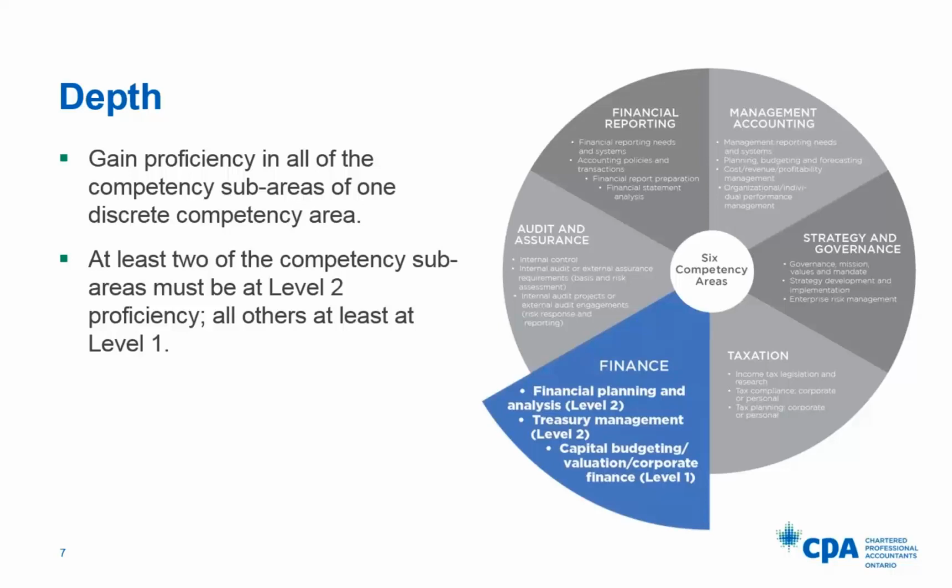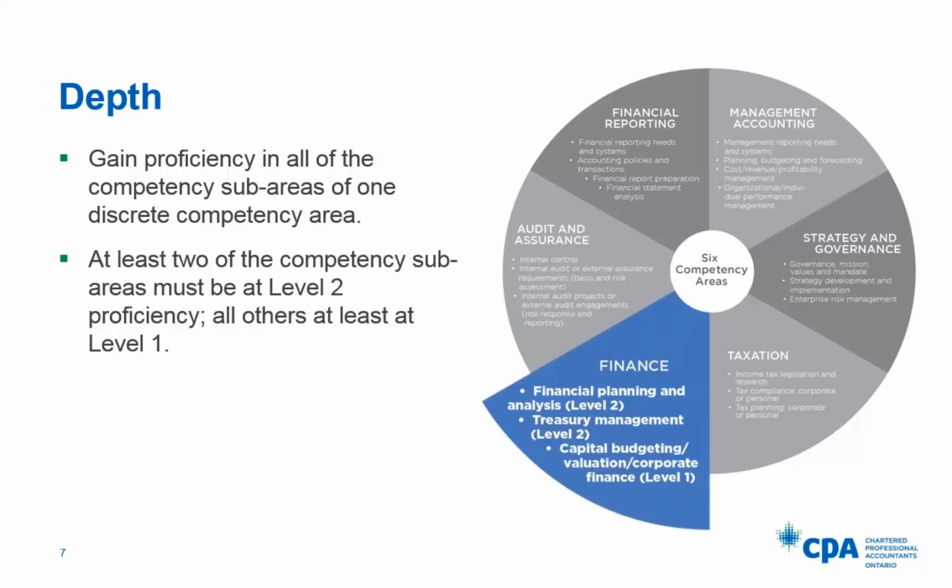We'll talk a little bit more about what proficiency level means, but basically level 2 is when you are at the level of an entry CPA. Okay, so this is when you're ready to be a CPA. So the definition of depth then is that you get exposed and you're demonstrating all of the sub-competencies in a particular area, and you have to get at least 2 of them at a proficiency level 2.